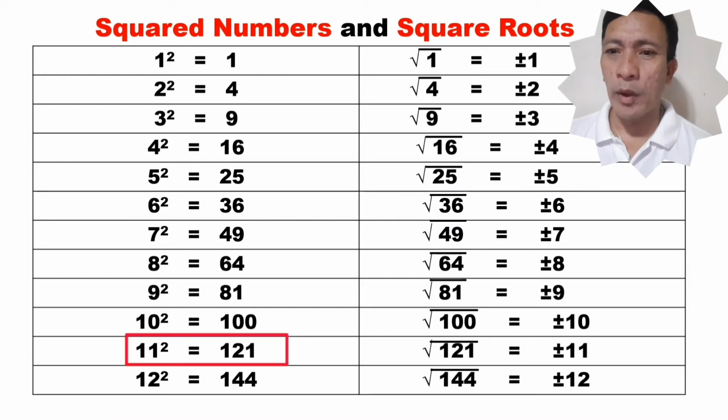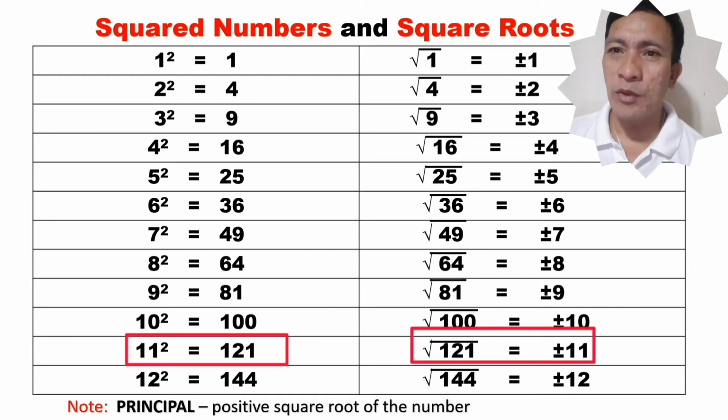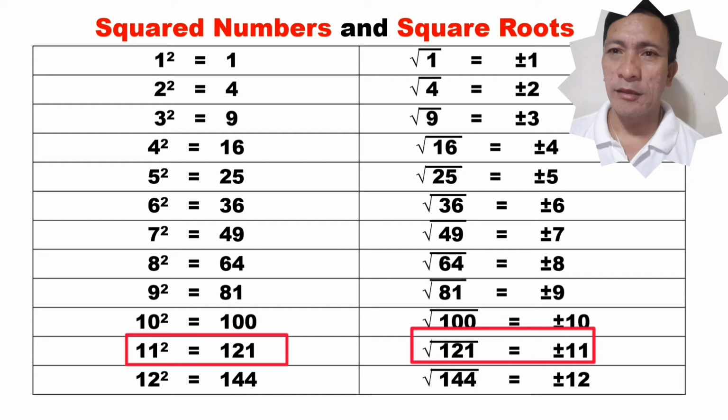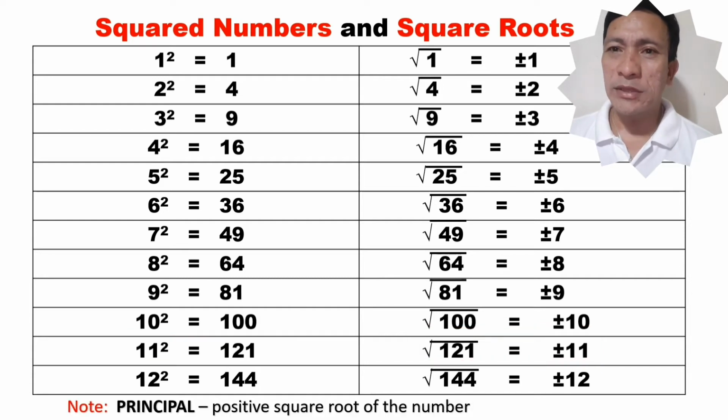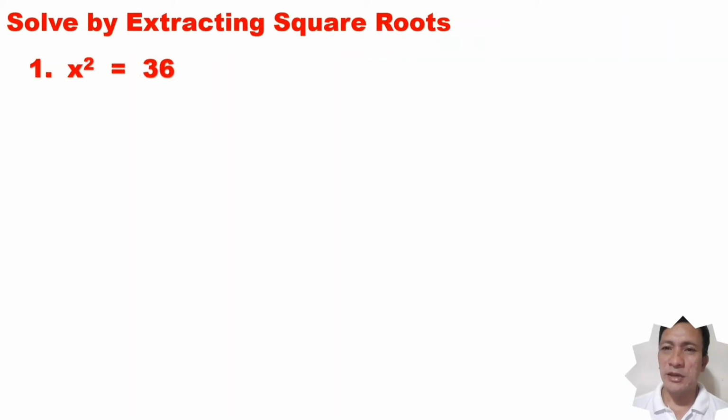Halimbawa, 11 squared equals 121. Square root of 121 is positive and negative 11. Note, bawat square root ay may dalawang value, the positive and negative. Yung positive, ang tawag doon ay principal root. Examples of quadratic equations that can be solved by extracting square root.